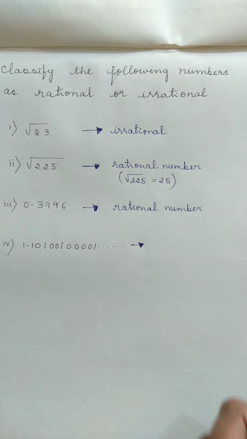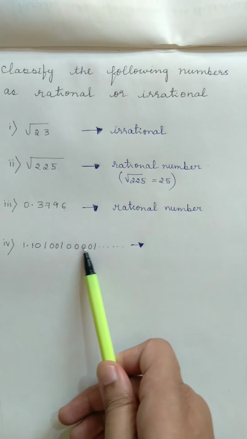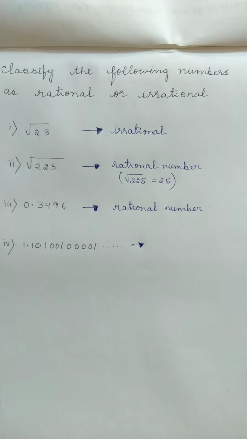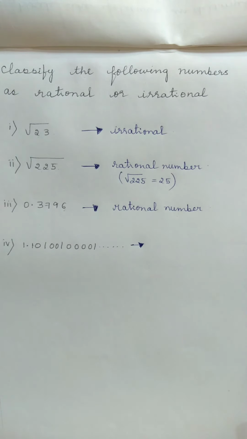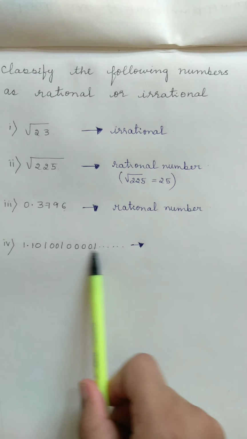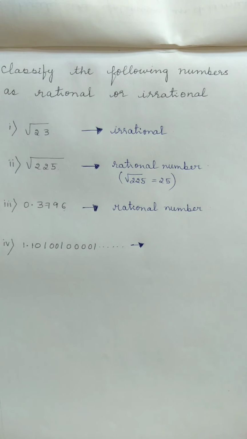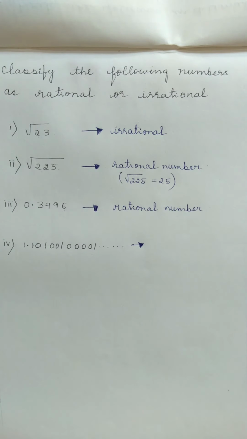Consider this problem, in which we have 1.10100100001, etc. Is this rational or irrational, children? Yes, it is irrational because it is non-terminating. The remainder value is not equal to 0 and the numbers are not repeating. Therefore, it is non-recurring. So, in a decimal expansion, when it is non-terminating and non-recurring, it will be irrational. Therefore, the fourth problem is irrational since it is non-terminating and non-recurring.